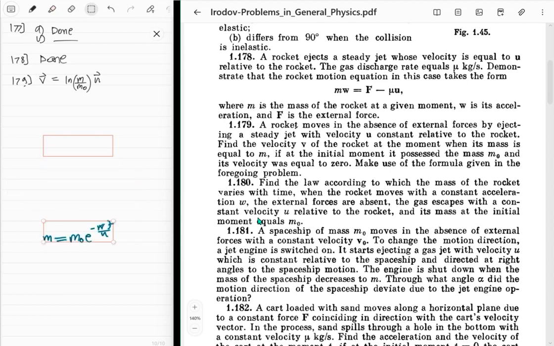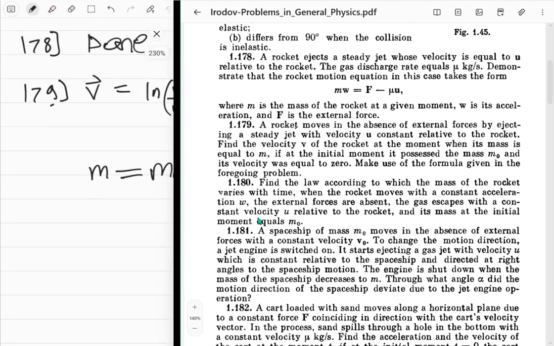Okay, nice. Oh, this was 180, I guess, not 179. So this is it. I'll stop for now.